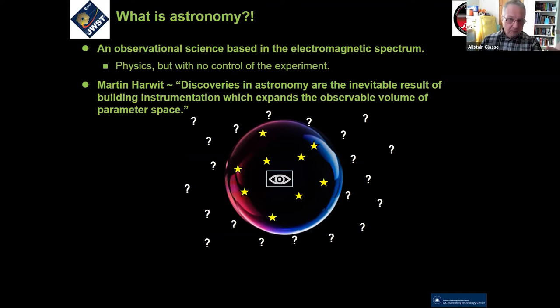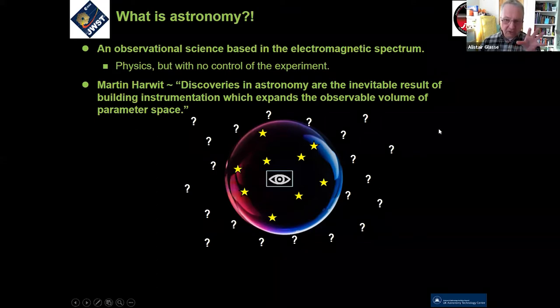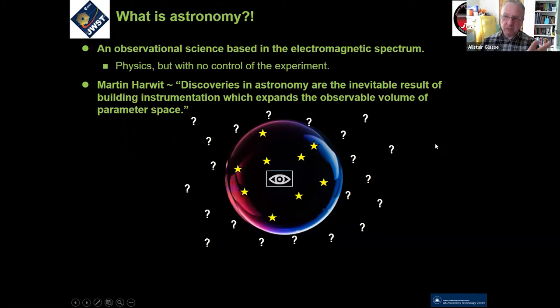So Martin Harwit, great American astronomer from the 70s and 80s: discoveries in astronomy are the inevitable result of building instrumentation which expands the observable volume of parameter space. It's that kind of build it and you will find something, is the idea.